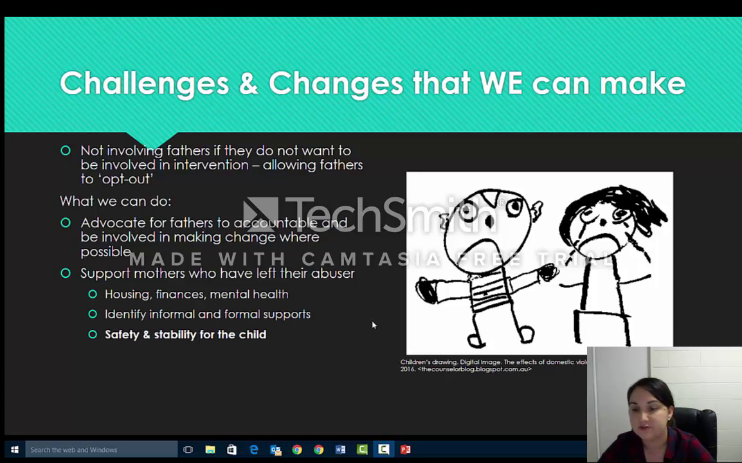It can also be difficult for women who have experienced complex trauma due to the abuse, who may have ongoing mental health issues including anxiety, depression, post-traumatic stress disorder. All these issues compound on providing safety and stability for the child, which is ultimately the goal for a lot of support for mothers who are escaping violence. And these are all things that we can do in our daily practice: advocating for fathers to be more involved in interventions, to be more accountable, and to support women in a holistic approach in order to protect their children.